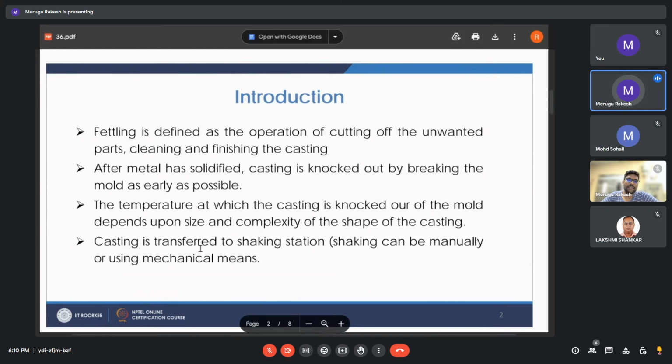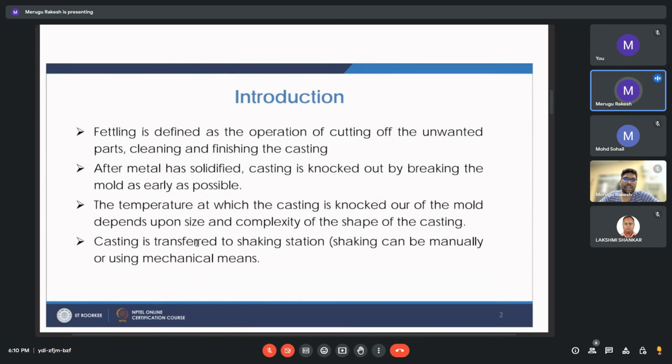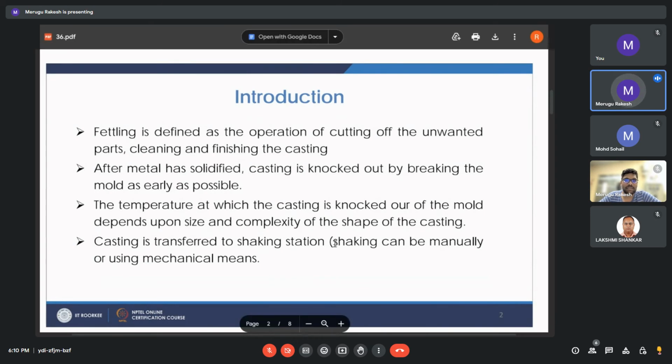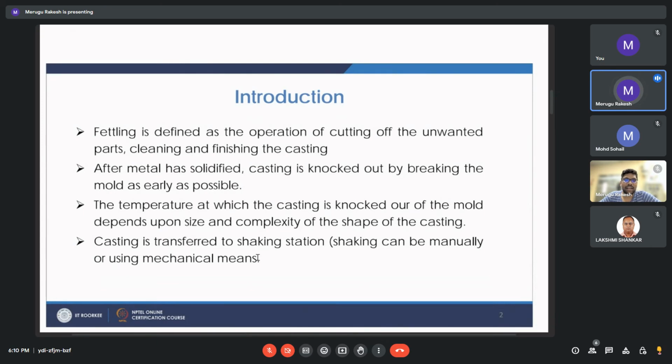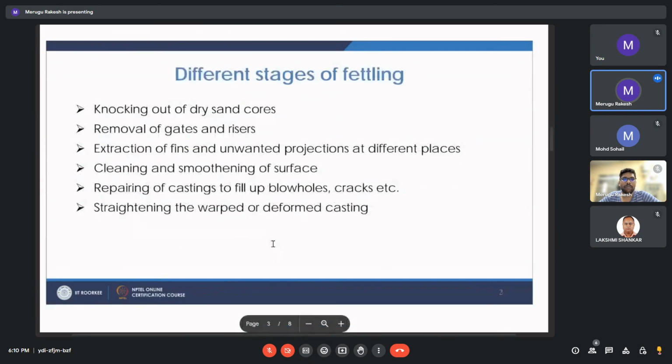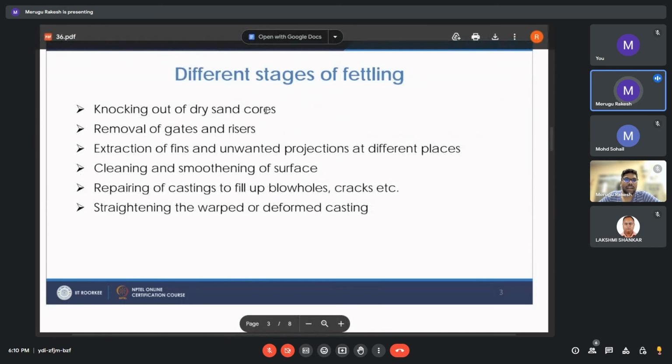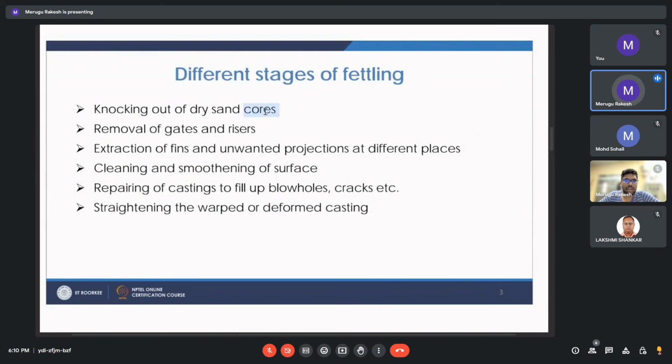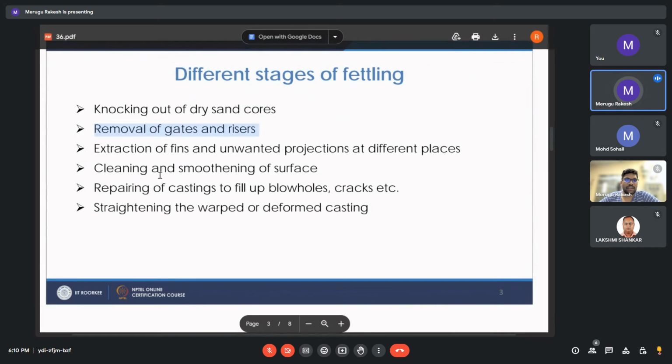Once everything is done, we break the mold and keep the casting in the shaking station, where the sand can be removed manually or by mechanical means, to a larger extent. But we still have to do further steps to get the complete casting. One is the knocking out of dry sand cores. You might know these cores, which are molds used to produce internal cavities in the casting. These are the different steps in casting fettling.